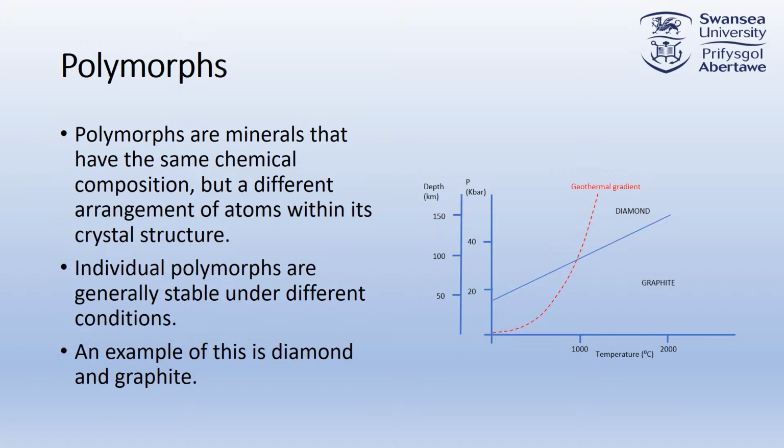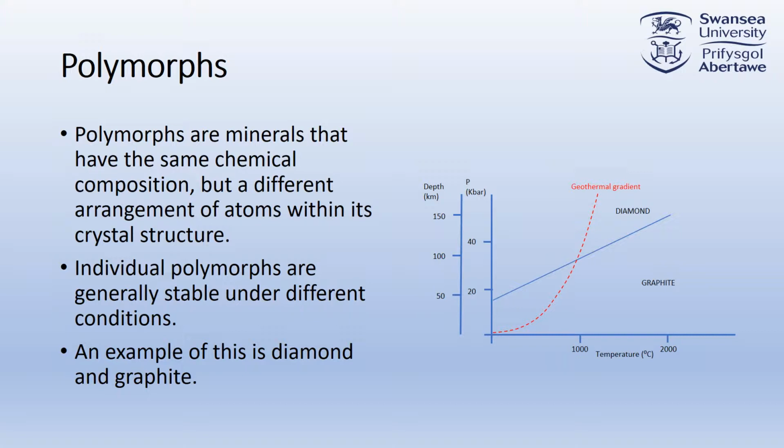So as we already know, polymorphs are minerals that have the same chemical composition, but they have a different arrangement of atoms within their crystal structure, which is what gives rise to their different properties, which is why, as we know, graphite is very different in its properties to diamond. So individual polymorphs are generally stable under different conditions, and I'm just going to use an example here from the geology world to demonstrate this.